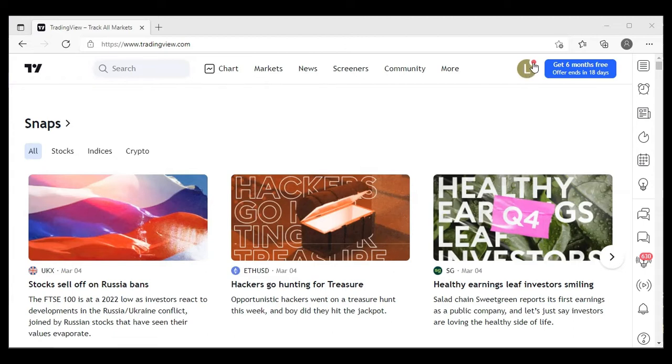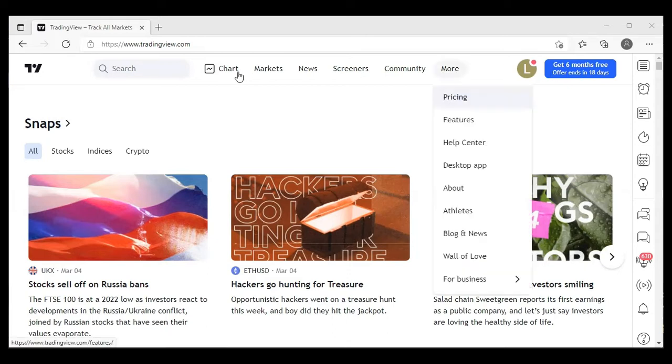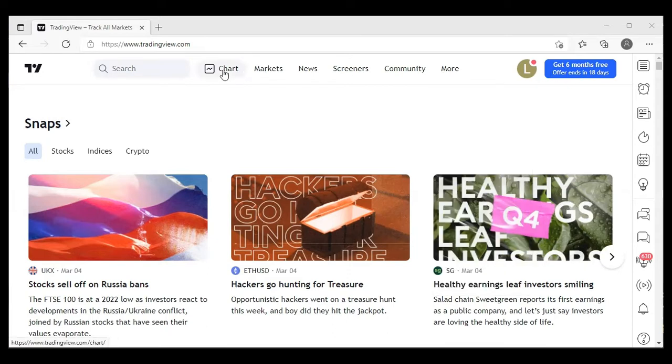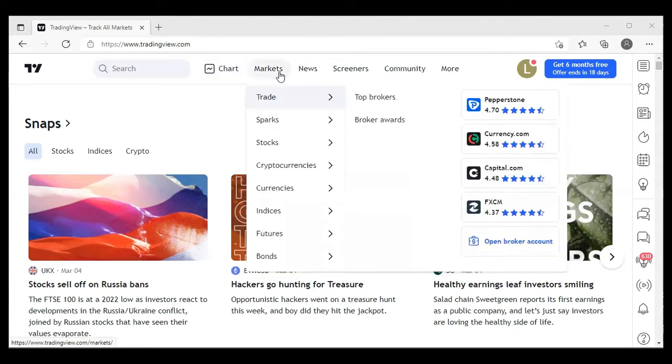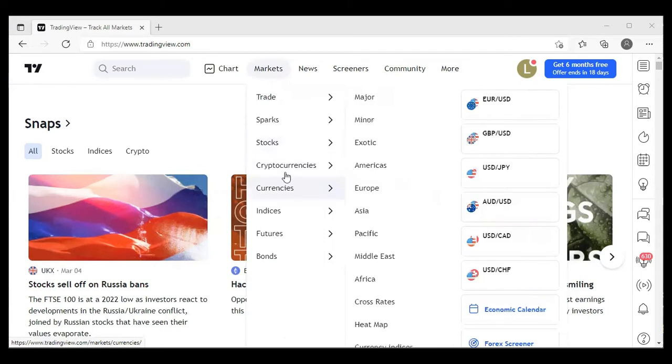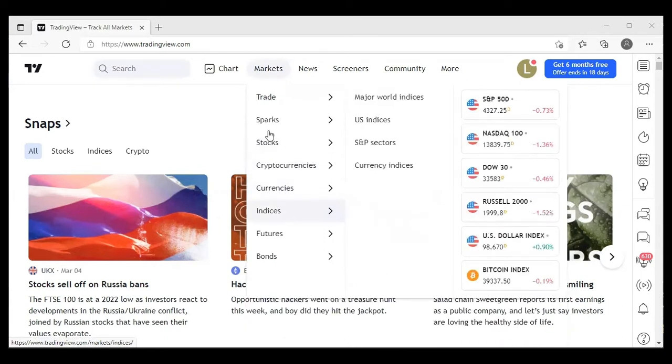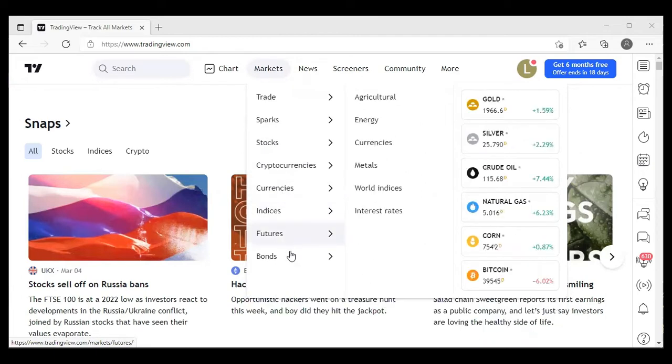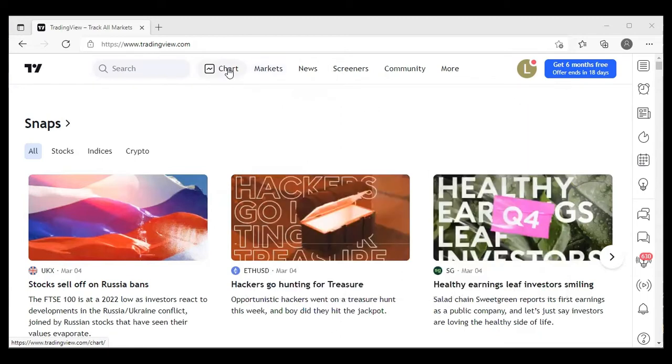What you'll need to do is, okay, sorry about that. On the home page, you're going to see chart, you're going to see markets, and this is the drop down menu. When you go through it, there's a lot. Basically the markets are stocks, cryptos, forex currencies, indices, futures, bonds. So you can see different markets. The charts, basically you'll be able to open any chart for crypto, forex, etc.